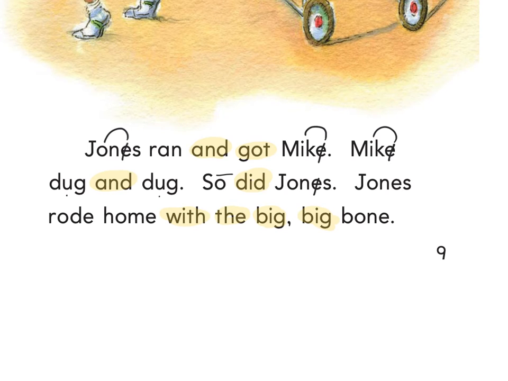So did, mark through the E, rainbow to the O, Jones. Mark through the E, rainbow to the O, Jones. Mark through the E, rainbow to the O, rode. Mark through the E, rainbow to the O, home. Home with the big, comma, big. Mark through the E, rainbow to the O, bone.